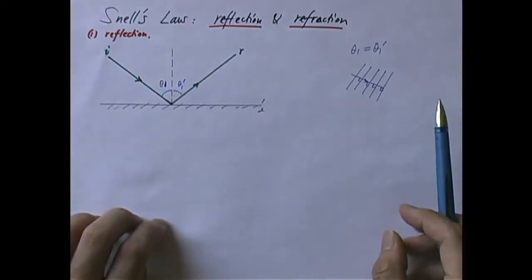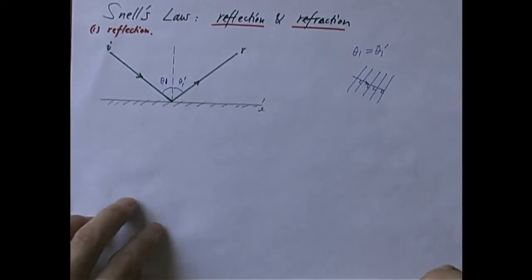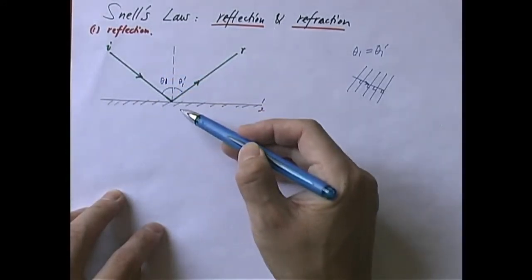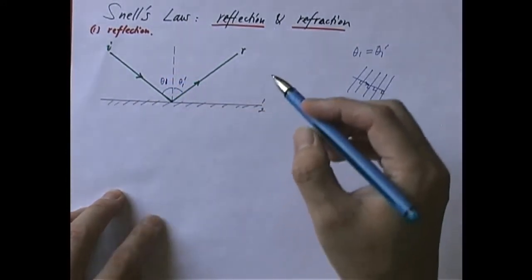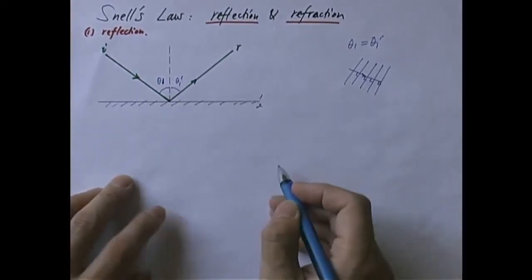Okay, so here's what we're going to do. We're going to consider two beams, two light rays, parallel light rays within the incident light. So we have one beam, which is I, and we're going to draw yet another beam. I'm going to draw it right here for you.